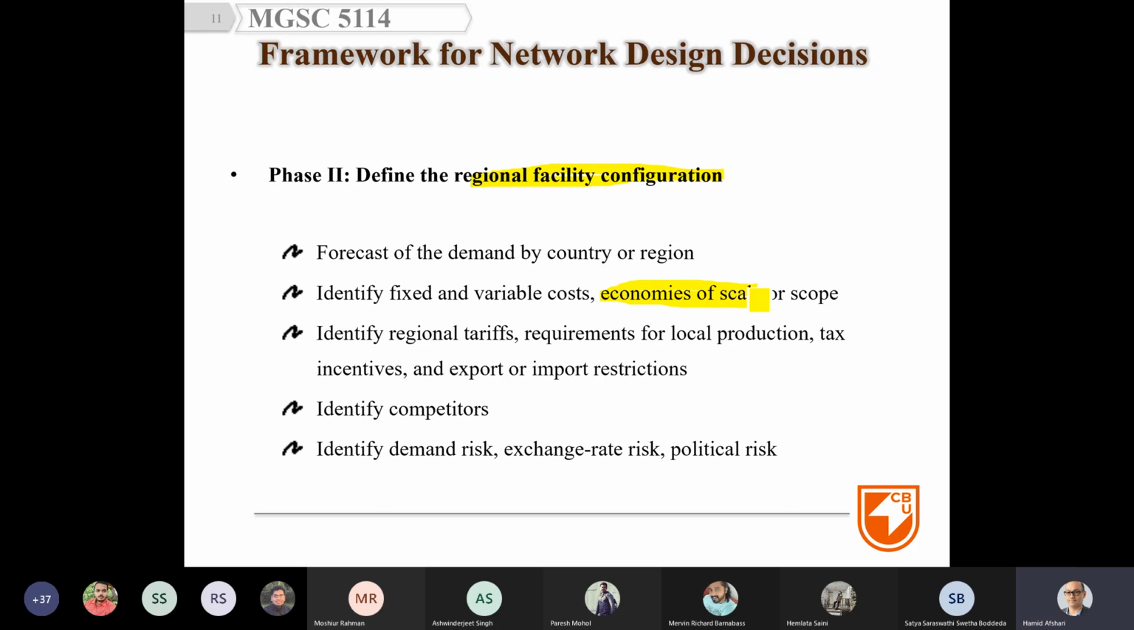But economies of scale, what does it mean? It means that when you use the entire available capacity. For example, you have a machine that can make 100 parts per hour, but right now you are making 10 parts per hour. So are you using economies of scale?